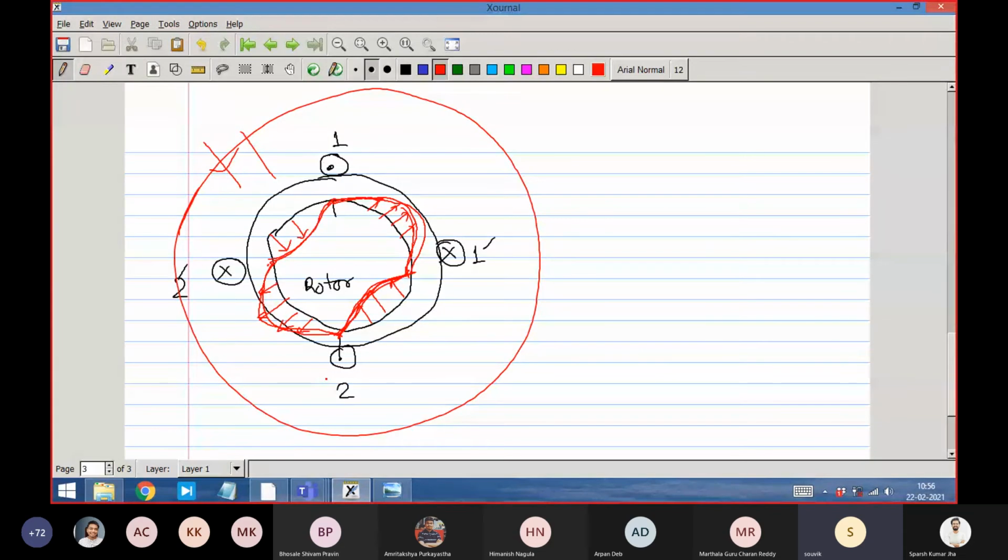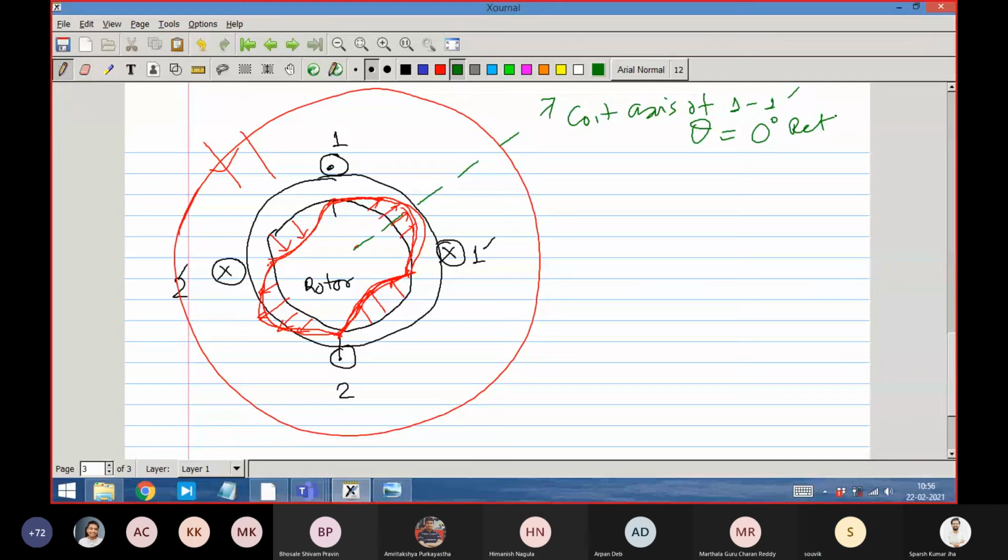So let us say that I am first focusing on the coil 1. When you focus, we draw the coil axis. So the coil axis, you can see, is here. Let us say this is the coil axis. And that we consider as theta is equal to 0 reference, right?